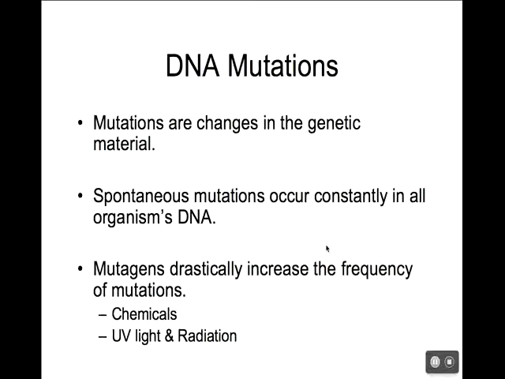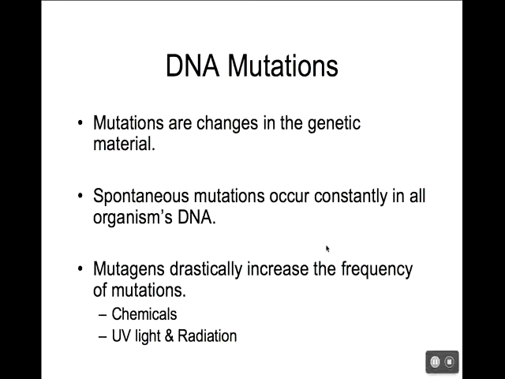So again, mutations are normal. They occur spontaneously in all organisms, but there are occasionally chemicals that can increase the frequency of mutations. Now, why are these mutations occurring? Why do we see them occurring at all? I mean, if replication happens the way it's supposed to, you should never see a mutation.